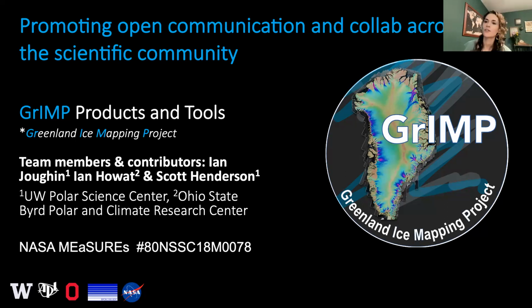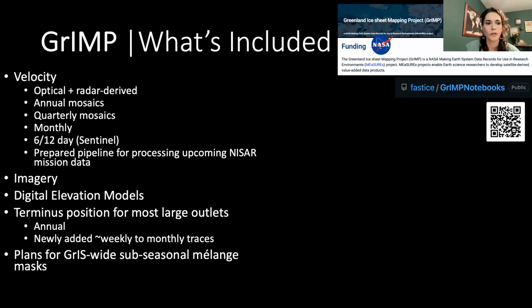And so I want to plug the GRIMP products and tools. GRIMP stands for the Greenland Ice Mapping Project. This is a NASA MEaSUREs funded project led by PIs at UW and also at Ohio State. This project includes a bunch of different data sets. I'll show a couple of examples here. This is both optical and radar derived imagery. So I showed those velocity maps, but from both optical as well as radar.